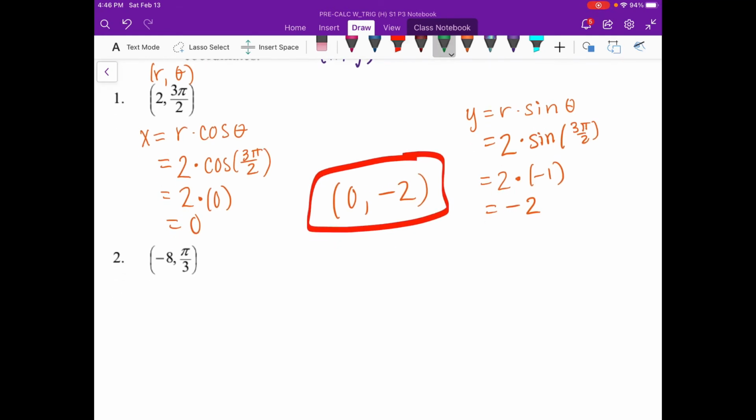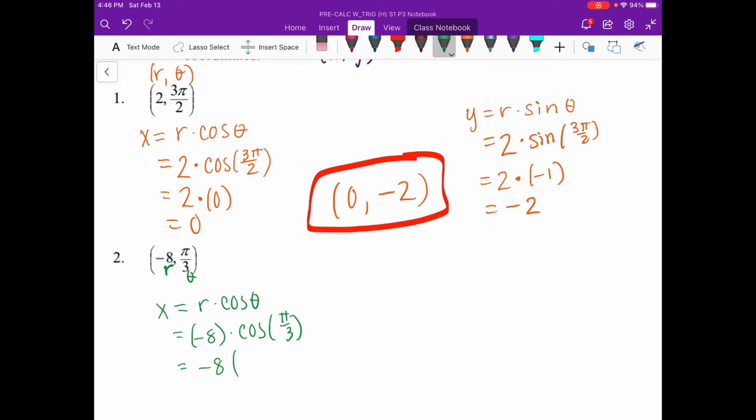We're going to do it again. And this time the point is negative 8 and then pi over 3. Again, this is your r, this is your theta. So looking for x, we're doing r times cosine of theta. R is negative 8 times cosine of pi over 3.